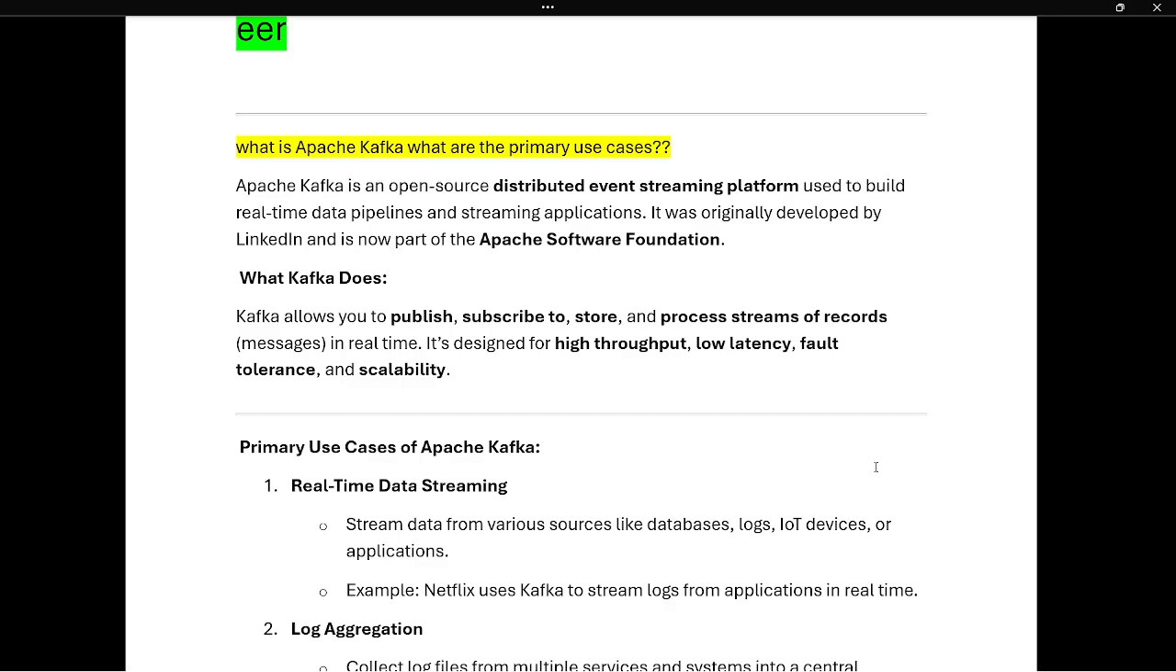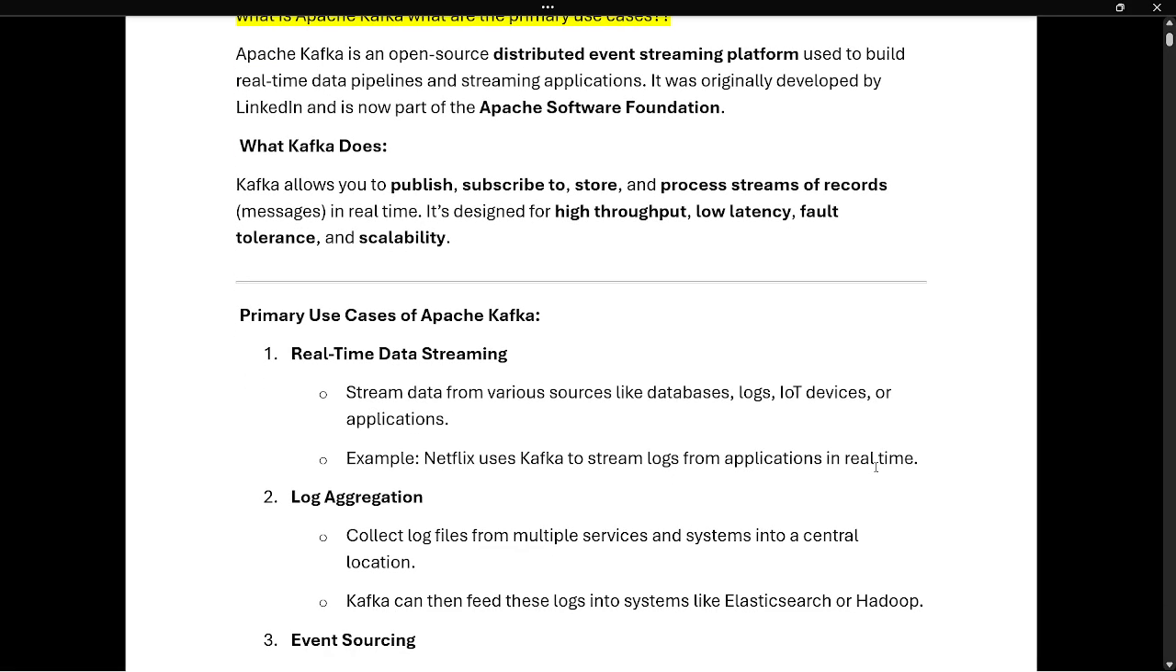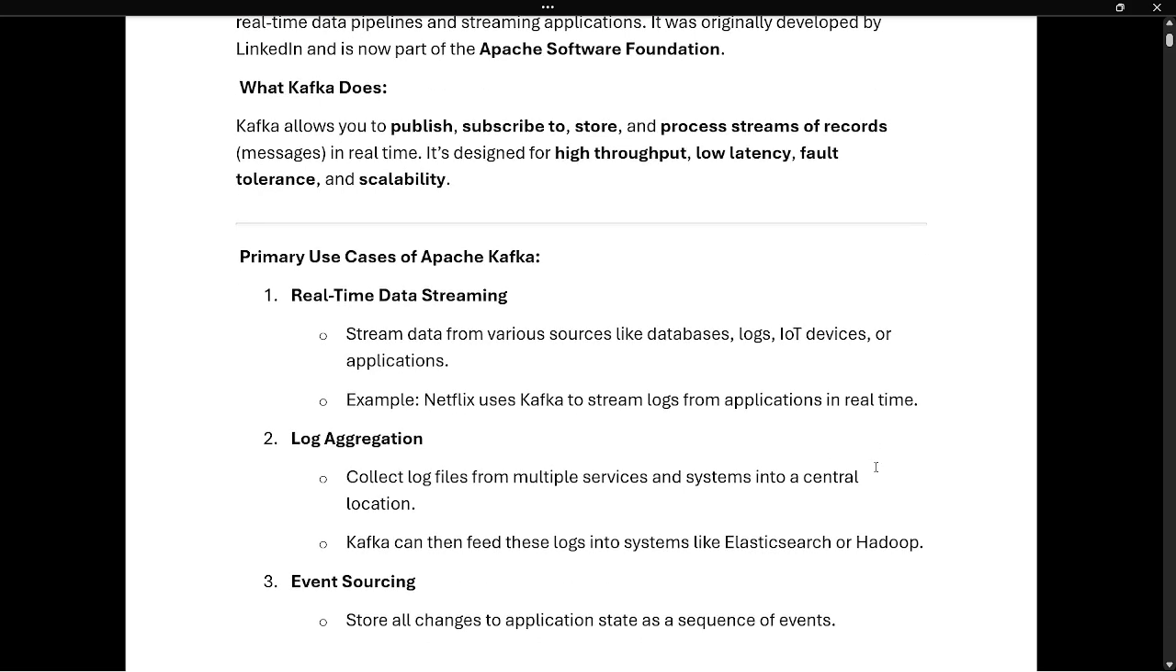First we have real-time data streaming, like streaming data from various sources like databases, logs, IoT devices, IoT sensors or applications. Okay, so we have Netflix, which uses Kafka to stream logs for applications in real time. Or log aggregation: log aggregation is collecting logs from multiple service systems into central locations.